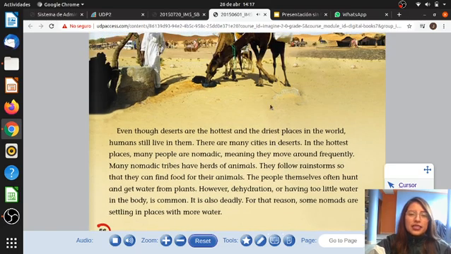Okay, in this paragraph is talking about people. The people who live in desert, people are nomadic. What is nomadic? They move around frequently.